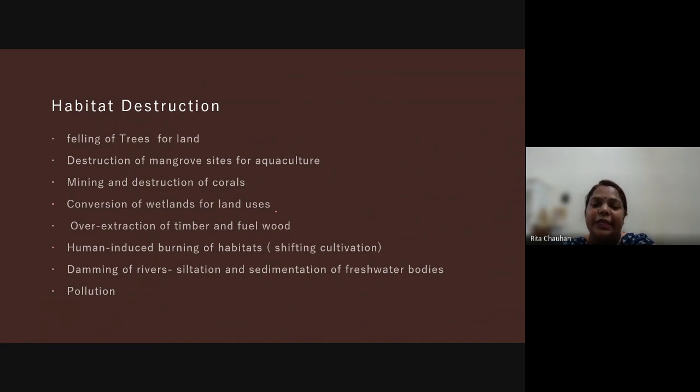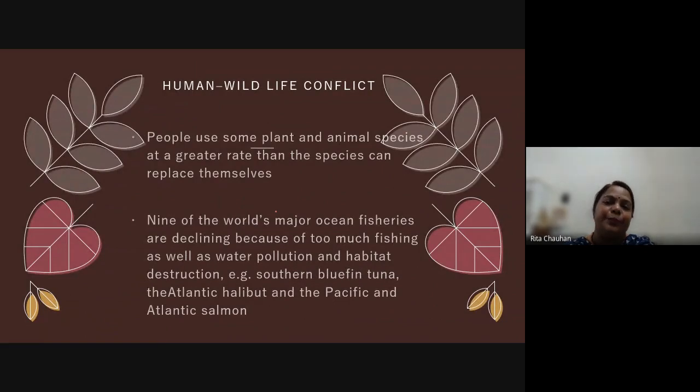Then pollution is again a major reason. Pollution is affecting us human beings, and it is also affecting all the living organisms on this earth. They are affecting the living plants, they are affecting the animals. So because of pollution also, biodiversity loss is happening.